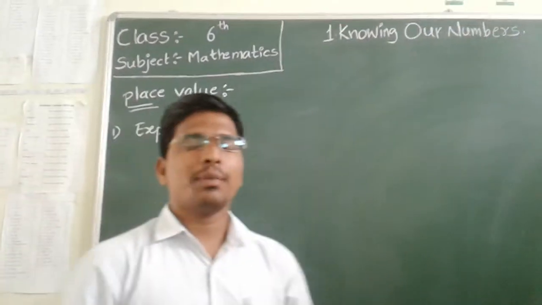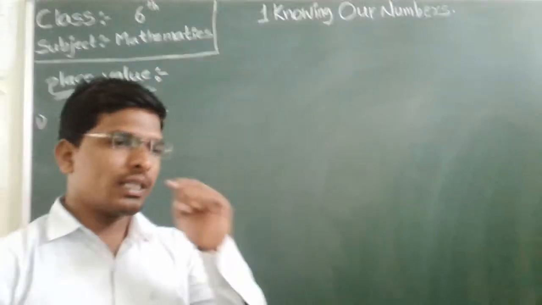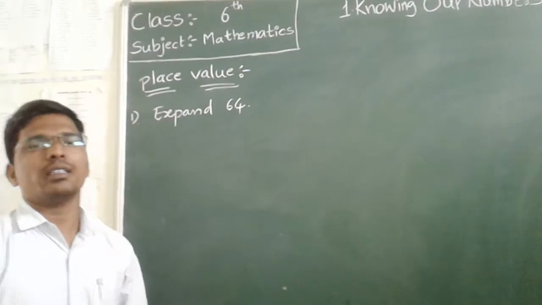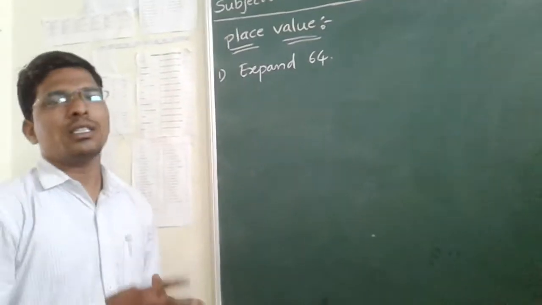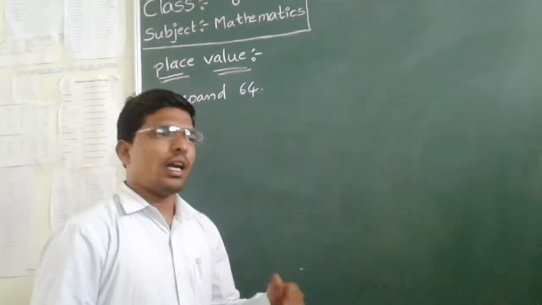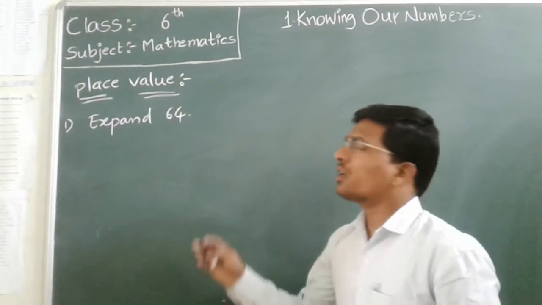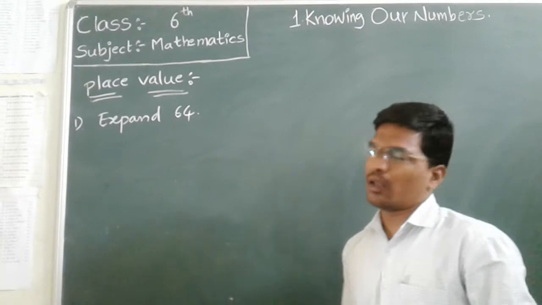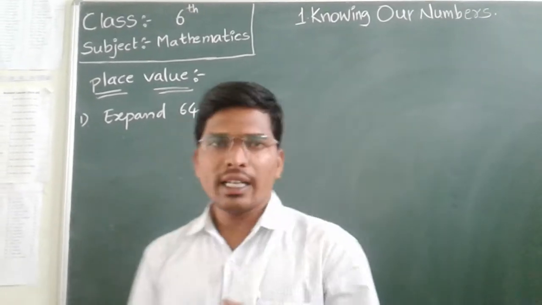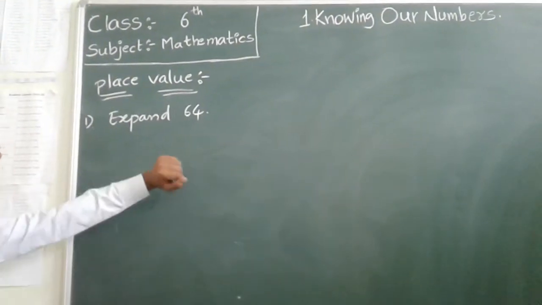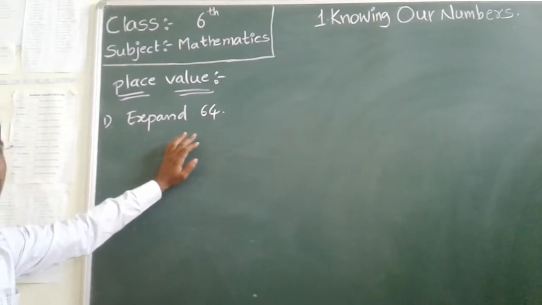So we are learning the chapter Knowing Our Numbers. In the chapter we have discussed the greatest number and smallest number, by using the symbols less than and greater than, and writing in words or figures. And today we are going to discuss place value. You have already learned this in 5th class. Place value means ones, tens positions.